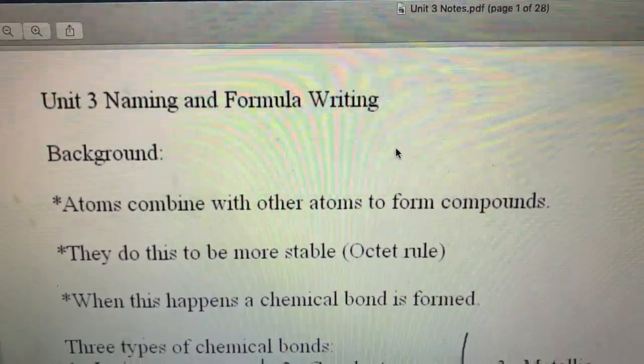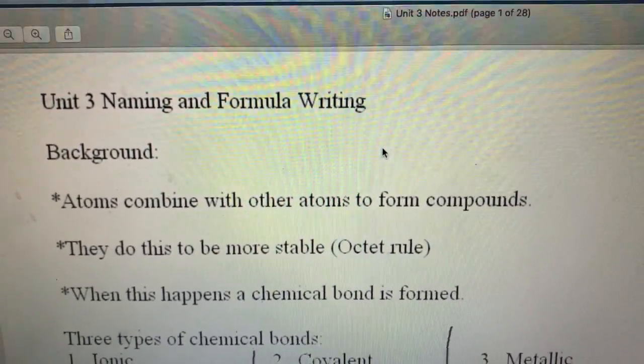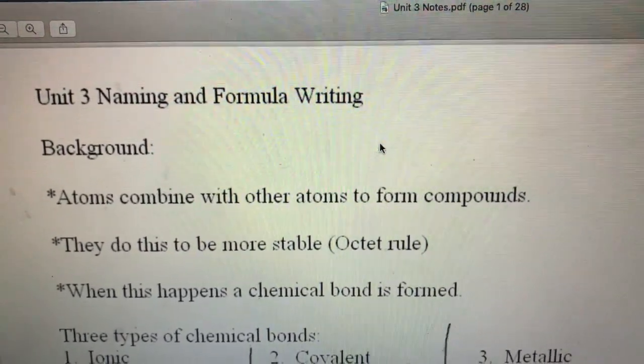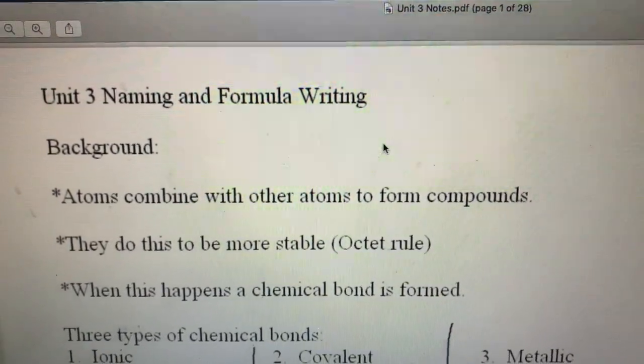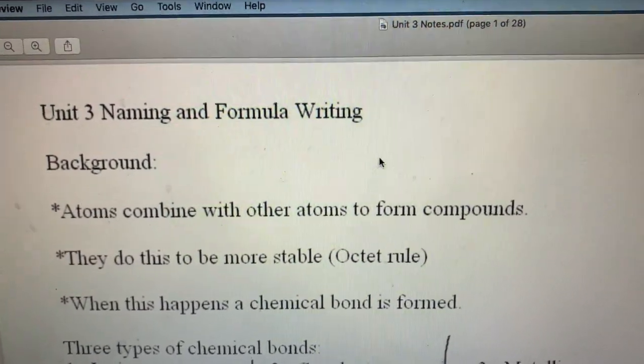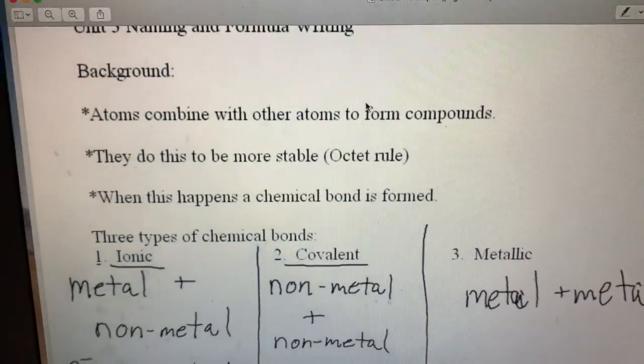Atoms combine with each other to form compounds. They do this to become more stable. Remember, they really want to be like those noble gases. They want to have that full octet of electrons. And one way for them to do that is to combine with other elements. There's three ways that they can combine.